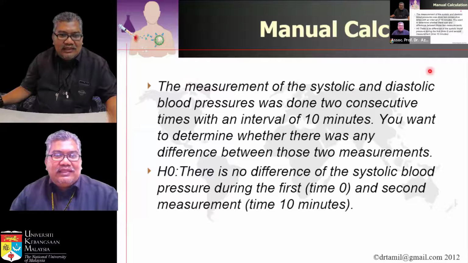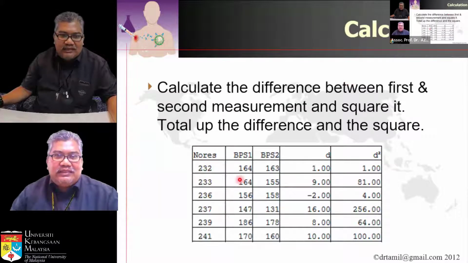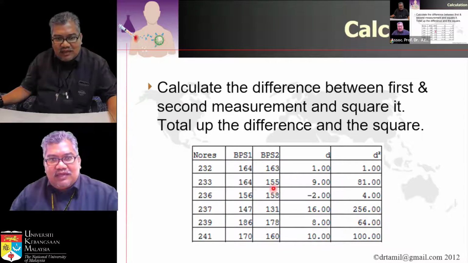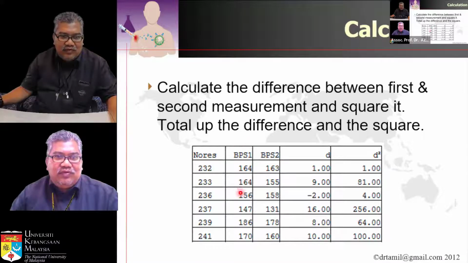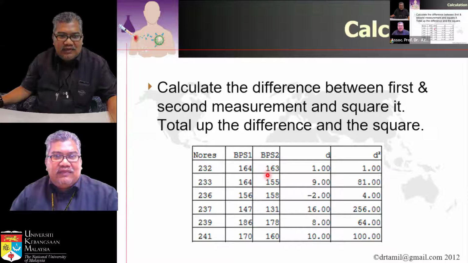Manual calculation. So this is an example of manual calculation. Again, I'm going to tell you, no need. This one is a demonstration of manual calculation. It is the systolic value after resting and the systolic value before resting for 10 minutes. You can see that the systolic value after resting is much lower compared to the systolic value before resting.